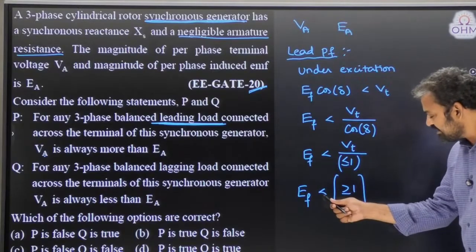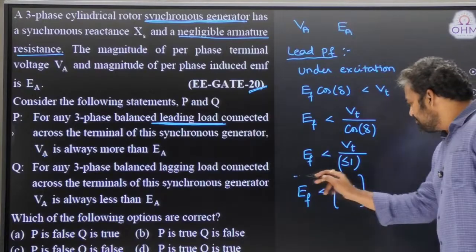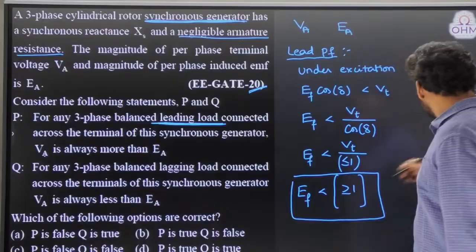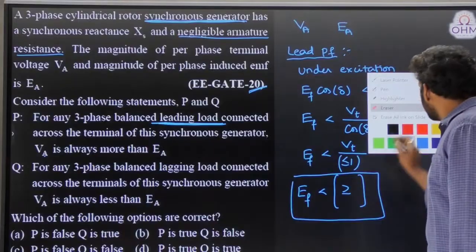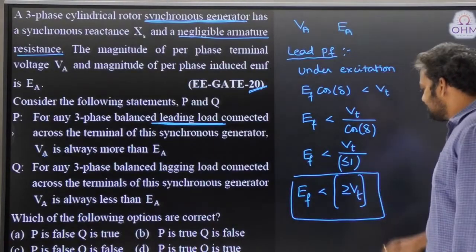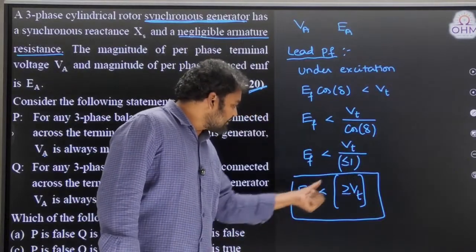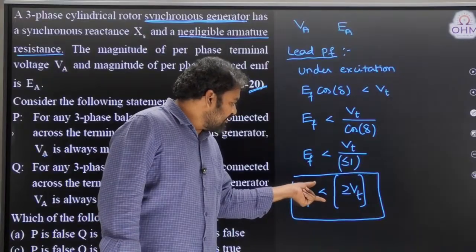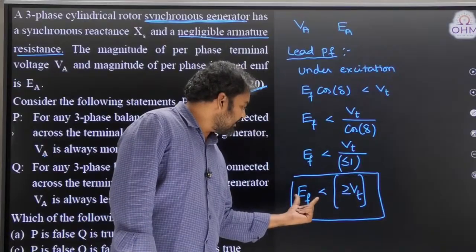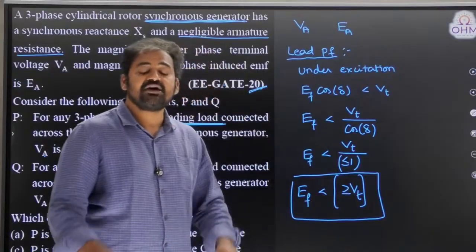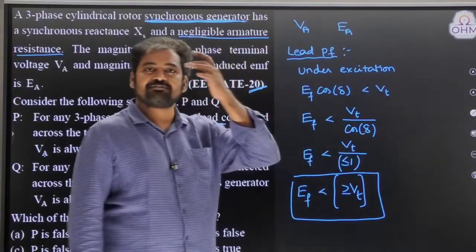So EF is less than, greater than or equal to 1. Therefore you see you are getting 2 symbols here. Less than symbol is there, greater than symbol is there. Therefore you can't say this is greater than or equal to VT. So suppose if this greater than value was dominating, EF is greater than VT. Suppose if this less than value was dominating, EF is less than VT. Suppose if both are cancelling each other, then you may get EF equal to VT also. That means you can't guarantee who is more, who is less unless you know the value of delta.